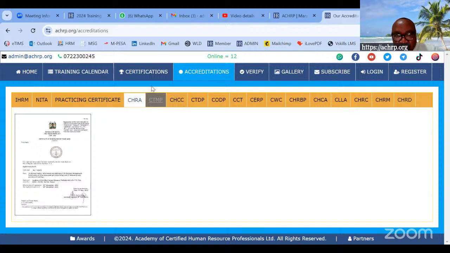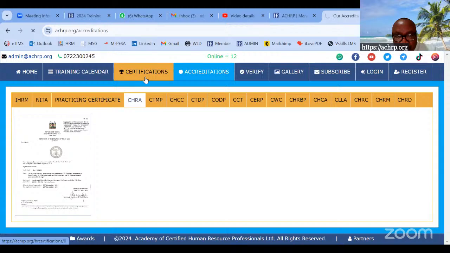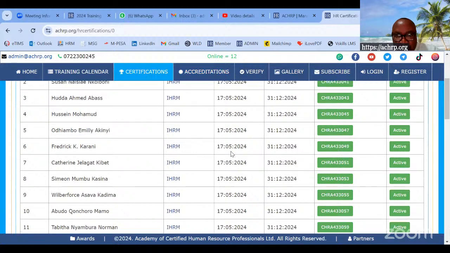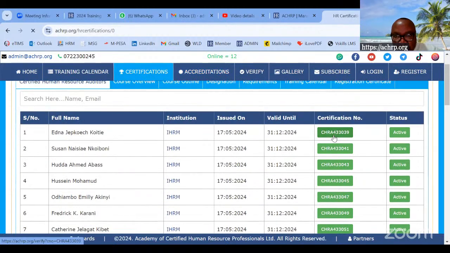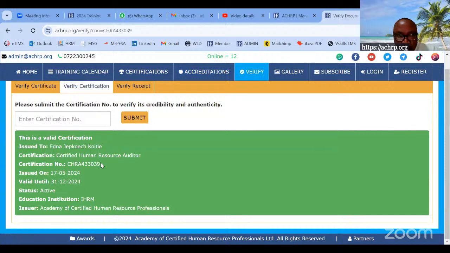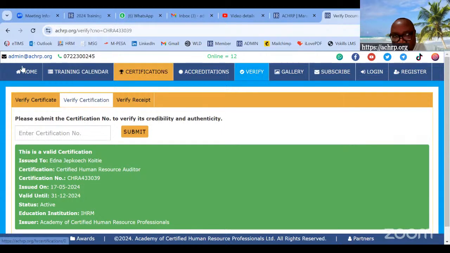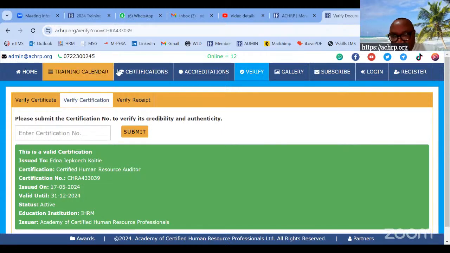When you get certified, you'll always find your name under the list of those who've been certified. If someone checks your certificate, it will show this is a valid certification for so and so. Feel free to talk to me on the number indicated there, 0722 300 245. And our email is always there, admin@achrp.org.